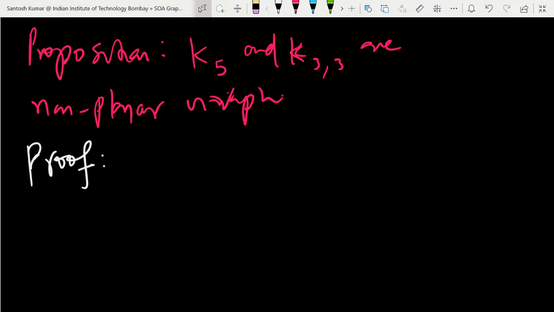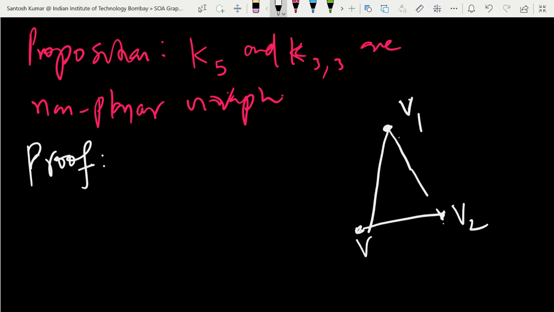So this we have to write. Let's start with three vertices. We actually have five, but start with three. I will take any three, and I can simply join them without crossing their edges, right? Let me call them V1, V2, V3. These are any three vertices of K5.